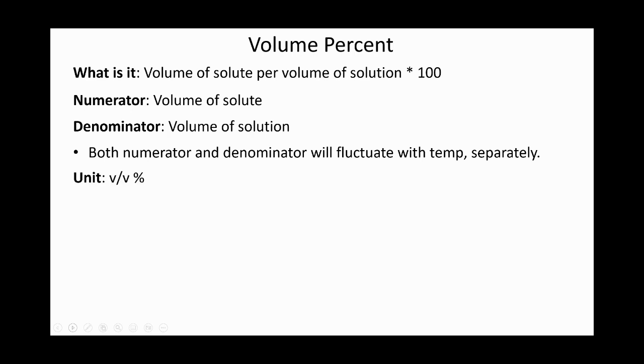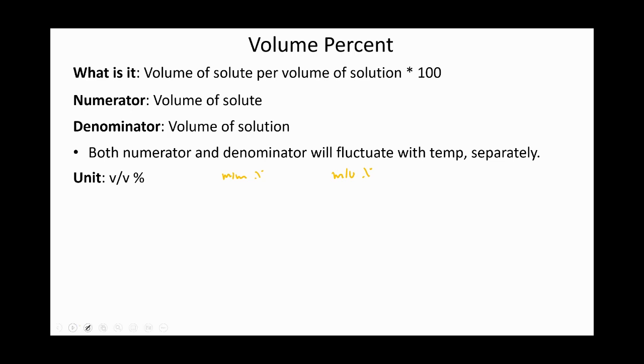Our unit is V over V percent, where when we had a mass percent, that's mass over mass percent. And then you'll even see sometimes if you have a mass per volume percent, it's M over V. So just the type of unit we have for the numerator is in the numerator, and the type of unit we use for the denominator is in the denominator.